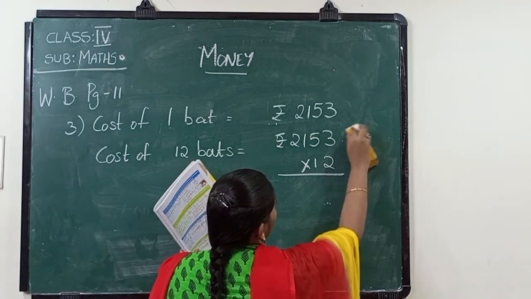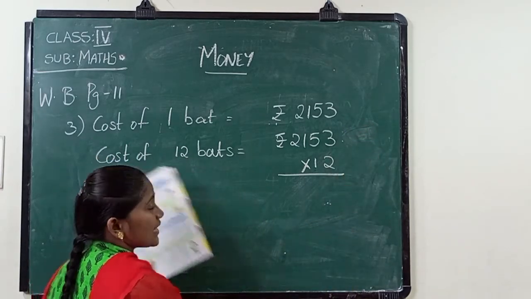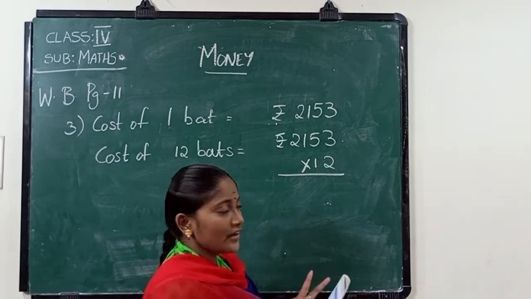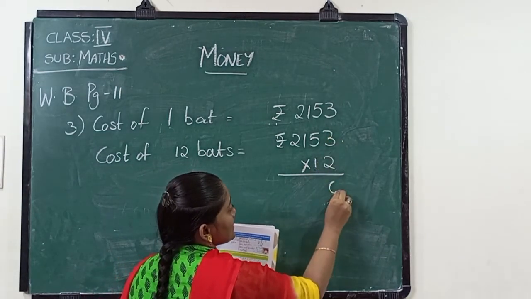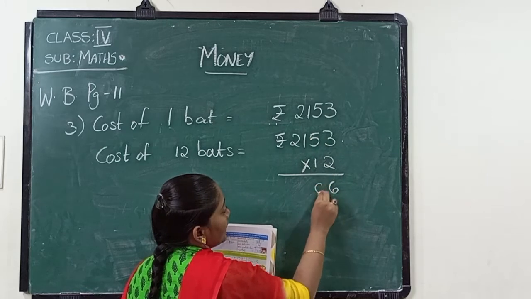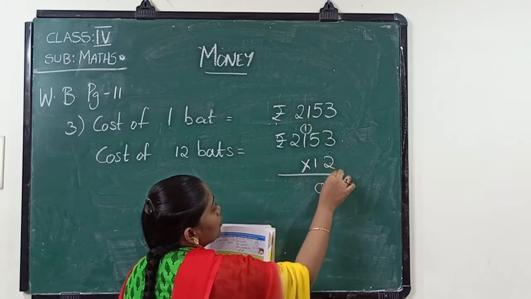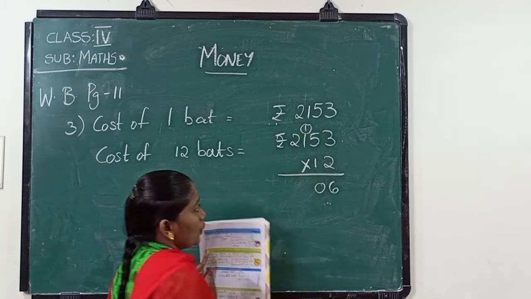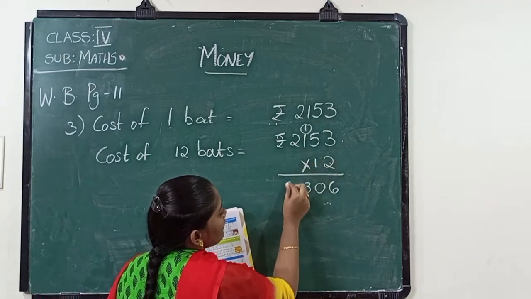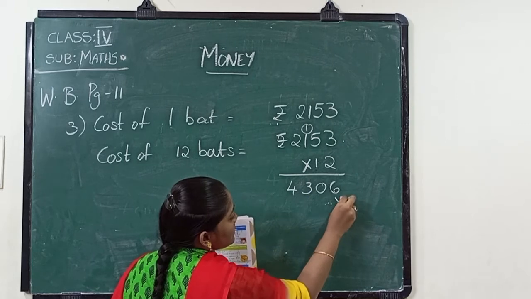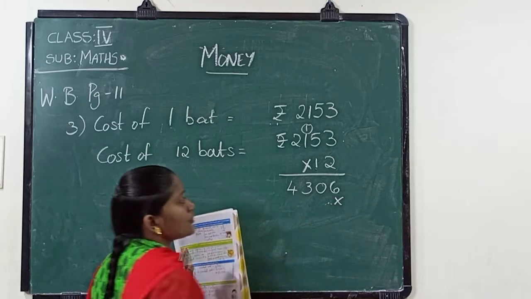See here. First, in the ones place, what is there? 2 is here, so we have to start multiplying with 2. 2 3s are 6. 2 5s are 10, 1 carry out. 2 1s are 2, 2 plus 1 is 3. 2 2s are 4. So the ones place is completed.